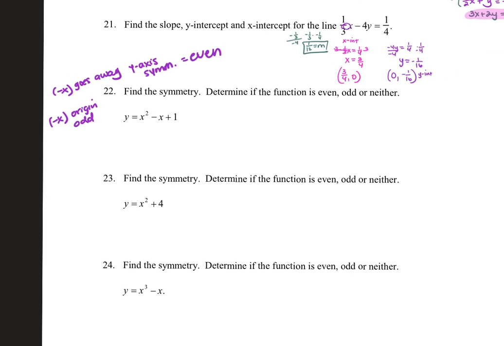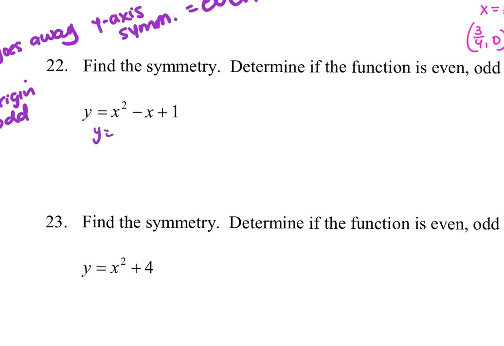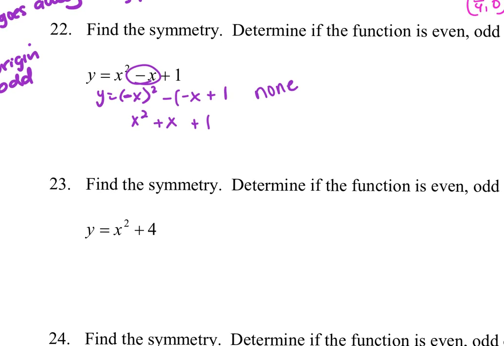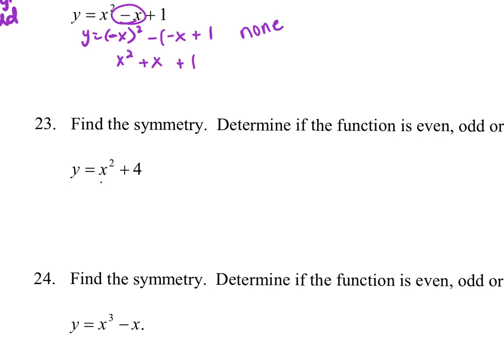When you look at 22, if I plug in a negative x, I'd get negative x squared minus a negative x plus 1. The negative goes away because of the square, and this becomes positive x plus 1. It's not completely gone because it changed on this side only, so this is neither. For 23, I plug in negative x squared, and it becomes x squared plus 4, which goes back to the original, which means this is y-axis symmetry and even.